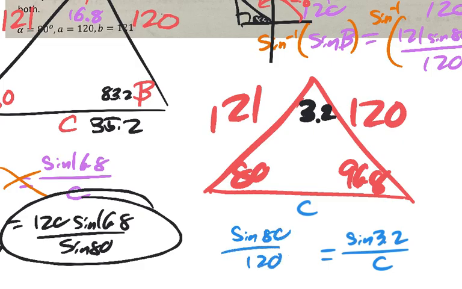Is it okay if I don't write the algebra out? Because I'm kind of running out of space. Can y'all go through the process here? It's going to be 120 sine of 3.2 over sine of 80. Everybody's okay with that? I just cross multiplied and isolated. I found C to be 6.8.